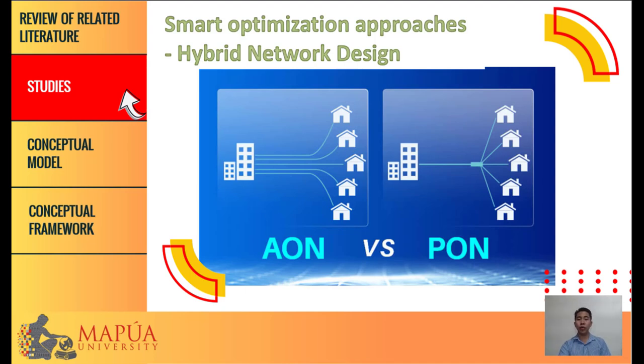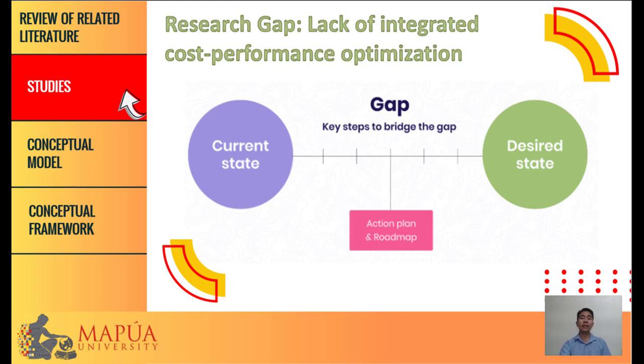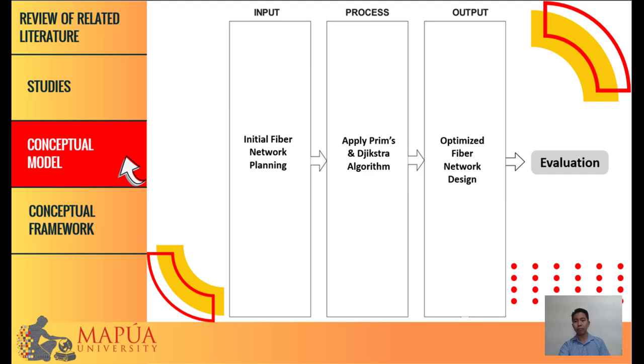AONs use point-to-point connectivity that requires more cabling and power, while PONs rely on unpowered splitters to serve multiple users from a central office, reducing energy use and overall deployment costs. Most existing studies on fiber optic network design address either cost reduction or performance improvement in isolation, underscoring the need for an integrated optimization approach, which this research aims to address using the proposed machine algorithms.